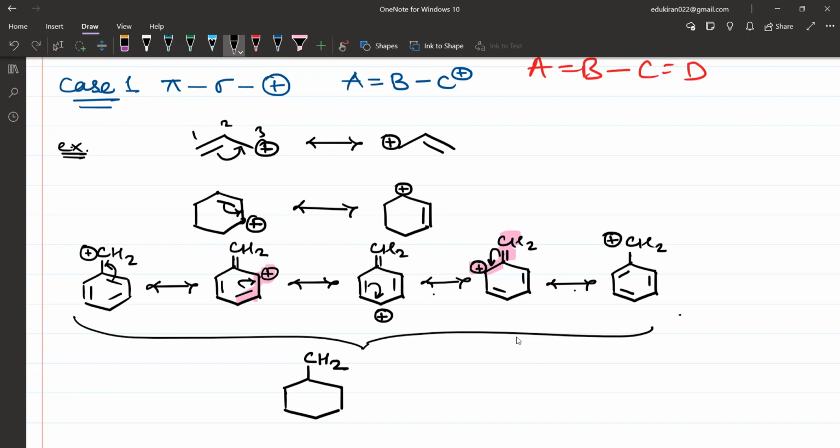First of all, write all the resonating structures, 1, 2, 3, 4, 5, that we have drawn. Let us suppose this is carbon 1, this is carbon 2. Actually, there is a carbon here as well. This is carbon 1, carbon 2, carbon 3, carbon 4, carbon 5, carbon 6, and this is carbon 7.